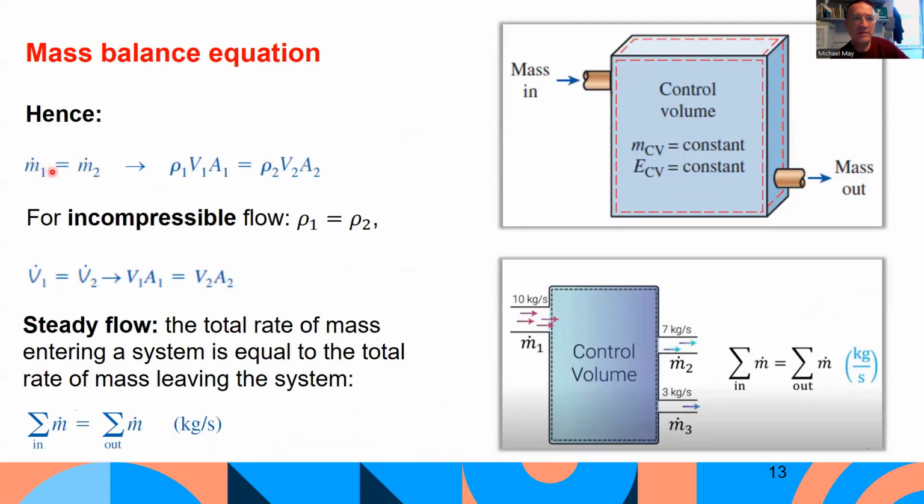Okay, so m dot in equals m dot out. If we want to break it down into density, velocity, and area, we can express it like this. For an incompressible flow where the density doesn't change, we can simply express it in terms of volumetric flow rate as well. If we're dealing with multiple inlets and outlets, we sum them up. So we say the sum of all the mass flow rates coming in should equal the sum of the mass flow rates going out. Otherwise, there will be an accumulation or a depreciation of mass in the control volume.